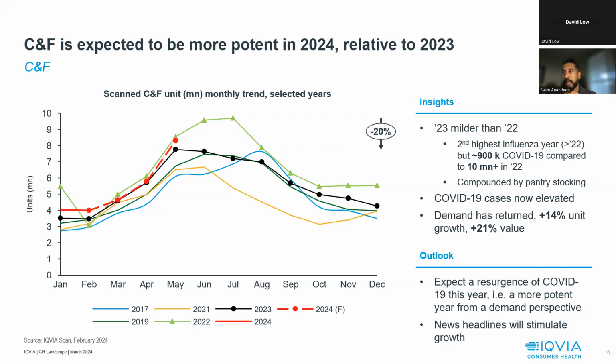And with COVID cases elevated and flu cases, at least lab-confirmed flu cases, twice as high in the year-to-date period compared to last year, we're seeing stronger consumption for this category. Value is up 21% year-to-date, units are up 14%. So we know it's not just inflation, demand has really returned.